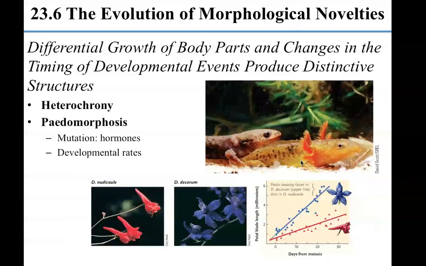And I'll go to this next slide. An example of a change in the timing of developmental events is paedomorphosis. In paedomorphosis, paedo means child, morphos means form or shape, so child shape. So paedomorphosis is the development of reproductive capabilities in an organism with juvenile characteristics. A good example of that is these small-mouthed salamanders.